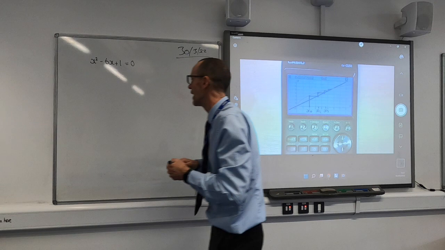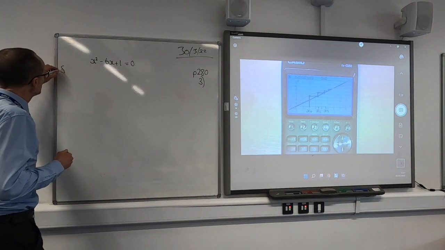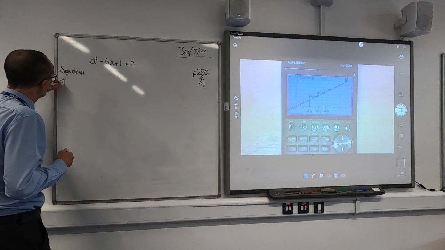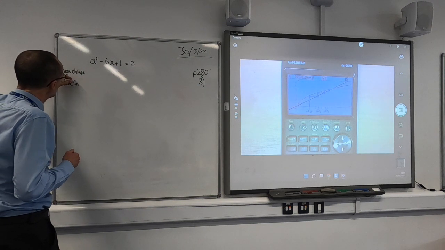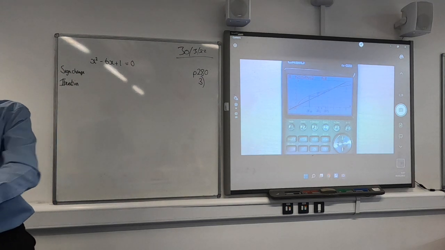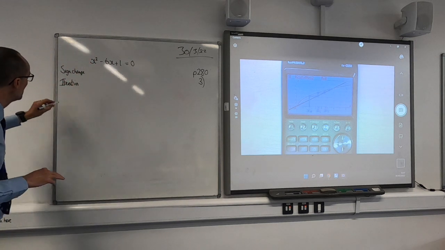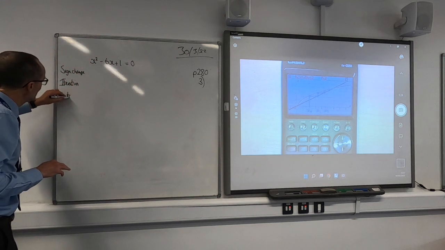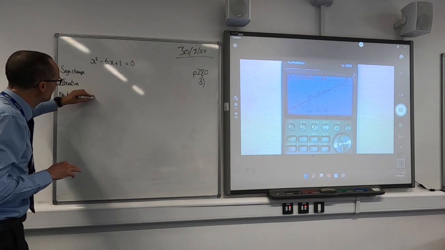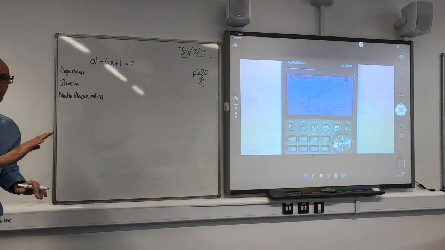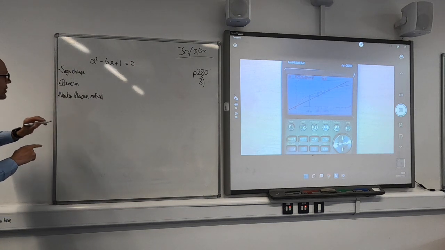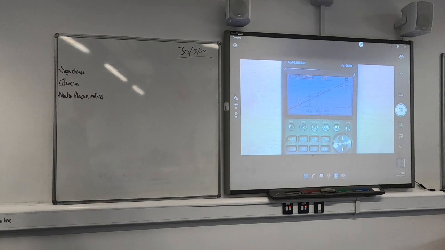Okay, so we have done sign change. We have done iteration, both of which were techniques for locating roots. Roots have two interpretations: when equations equal 0, where graphs cross the x-axis, same thing. So the last one, and the one that, along with iteration, is specifically mentioned in the pre-release, is the Newton-Raphson method. Also a numerical method which is used to locate the roots of an equation.